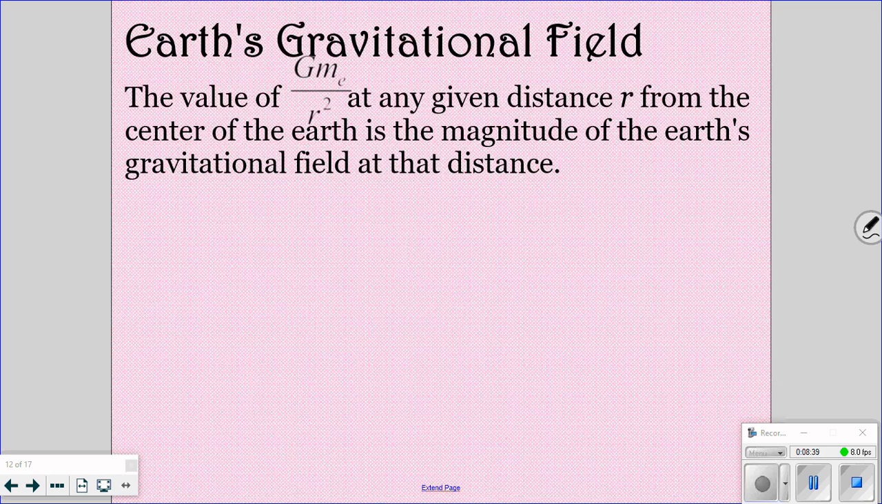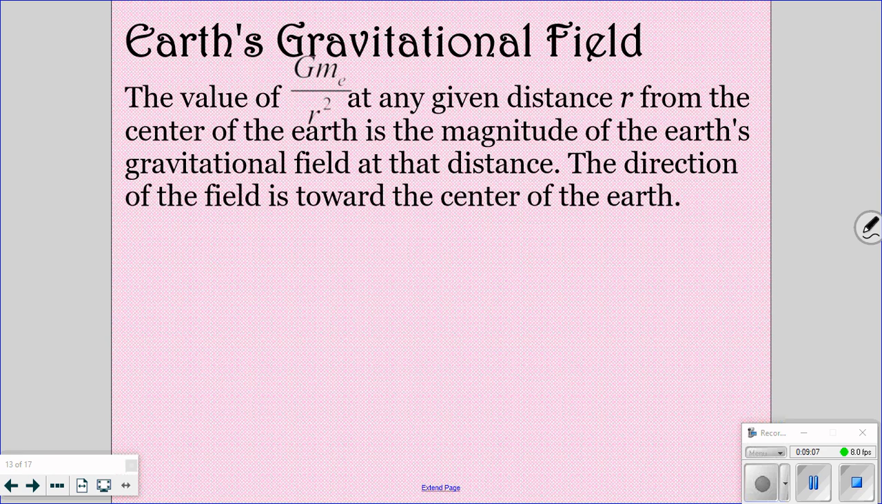Okay, so we're going to look at G m sub E over r squared. At any given distance r from the center of the Earth, that formula is the magnitude of the Earth's gravitational field at that distance. So you can use that formula to find what the gravitational field would be at whatever distance you are away from the center of the Earth. The direction of your gravitational field is always going towards the center of the Earth, just like gravity is always going down towards Earth, towards the center of Earth.